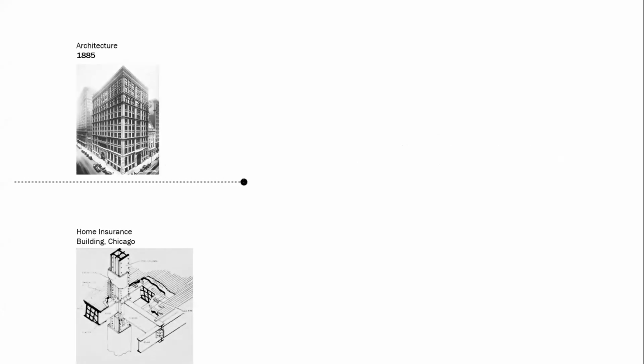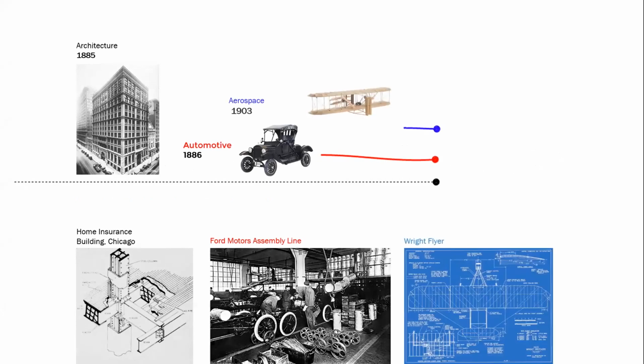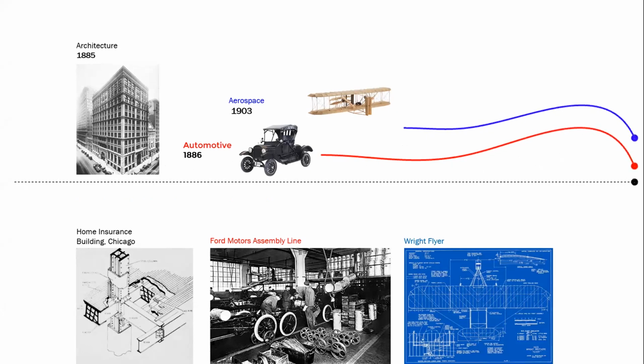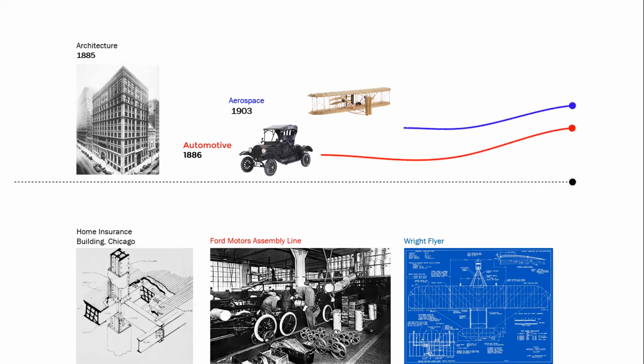Back in 1885, state-of-the-art was skyscrapers in Chicago. In 1886, we have the development of the automotive industry with the fabrication lines of Ford Motors. 1903, the development of the aerospace industry with the Wright Flyer. My goal here is just to point out that whilst these are three separate industries in historic terms, their eventual integration in the 20th century is what's really allowed computational tools to take off in the AEC industry.